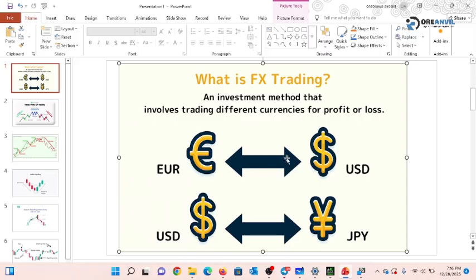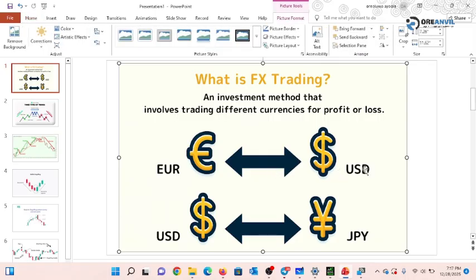And for us to make profits or transact in this foreign exchange, we have to be able to trade in what we call pairs. We can only trade in pairs. So in this instance, we have euro, US dollar. And in this instance, we have US dollar, Japanese yen. So this belongs to Europe, this belongs to United States, while this belongs to United States and this belongs to Japan.